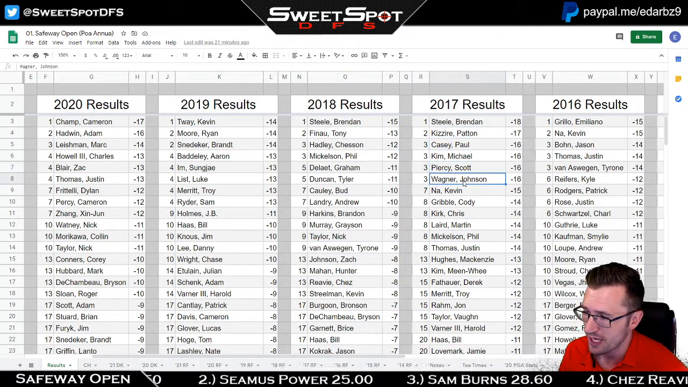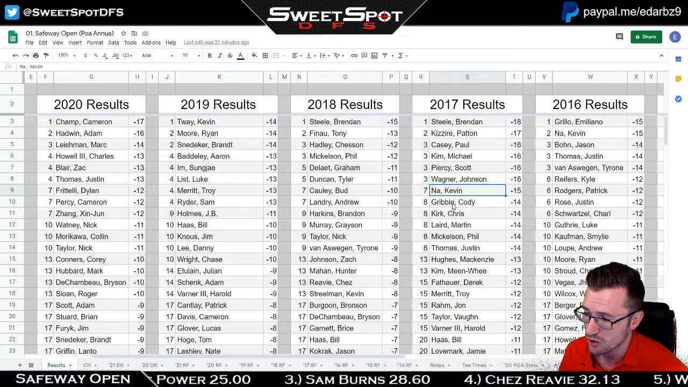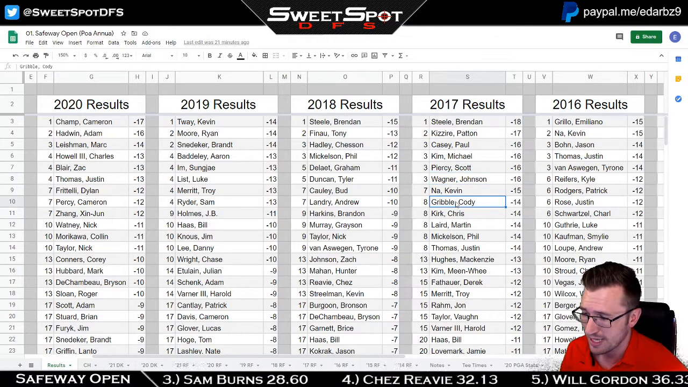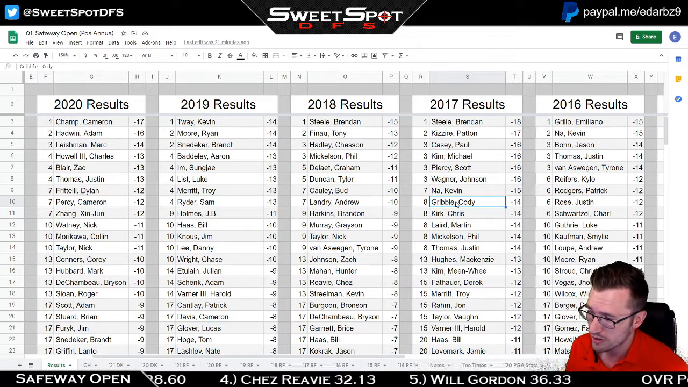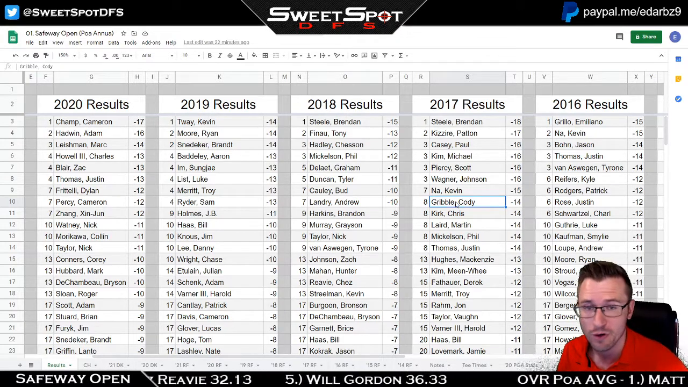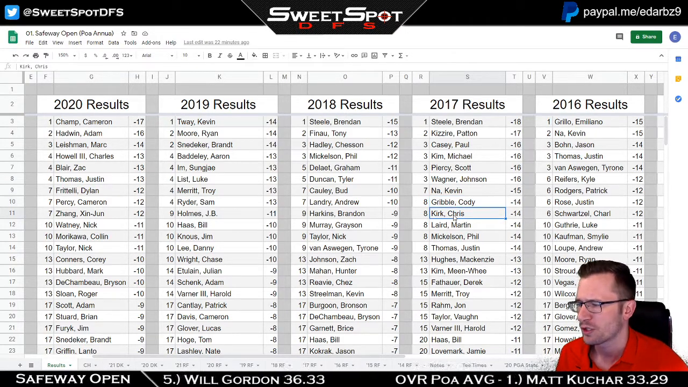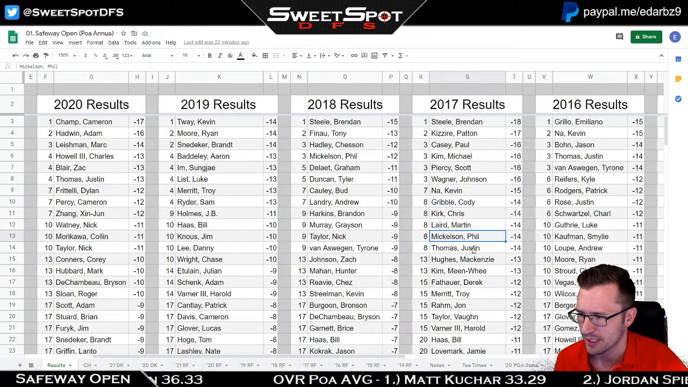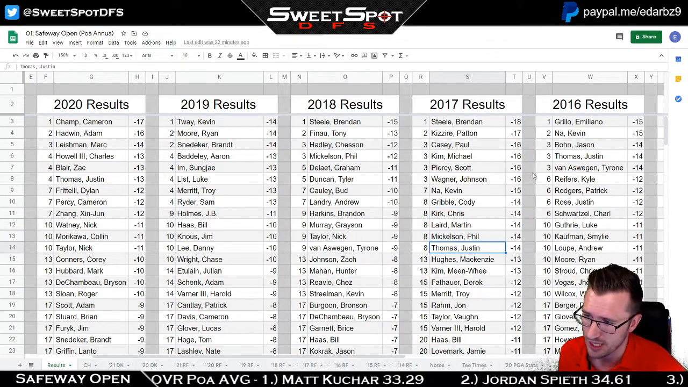Scott Piercy hits a fade. Johnson Wagner hits a fade. Kevin Na hits a draw. Cody Gribble's a left-hander who hits a draw, so that would be like a fade for a right-handed golfer. Chris Kirk hits a draw. Phil Mickelson hits in both directions. Justin Thomas hits a fade.